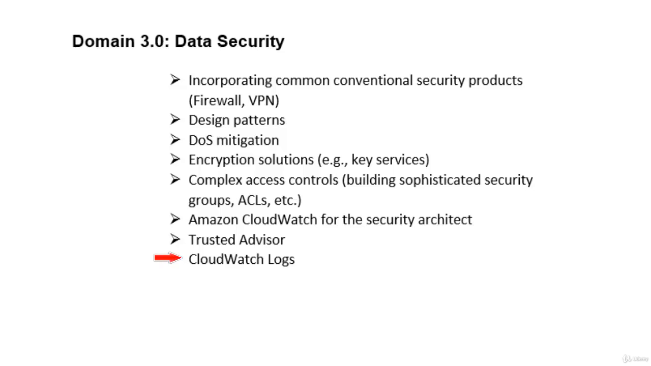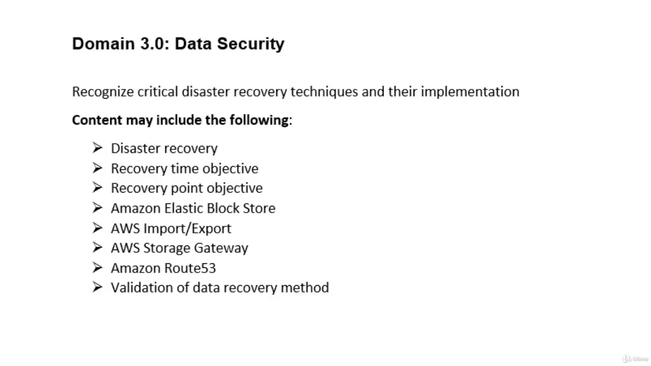Apart from that, we have CloudWatch logs, which we can analyze to get troubleshooting tips. If some infrastructure issue is happening, we can watch the CloudWatch logs or CloudTrail logs, and we can get an idea of where the fault is. That is also a very good tool to check the security of our infrastructure. Now another thing is recognizing critical disaster recovery techniques and their implementation.